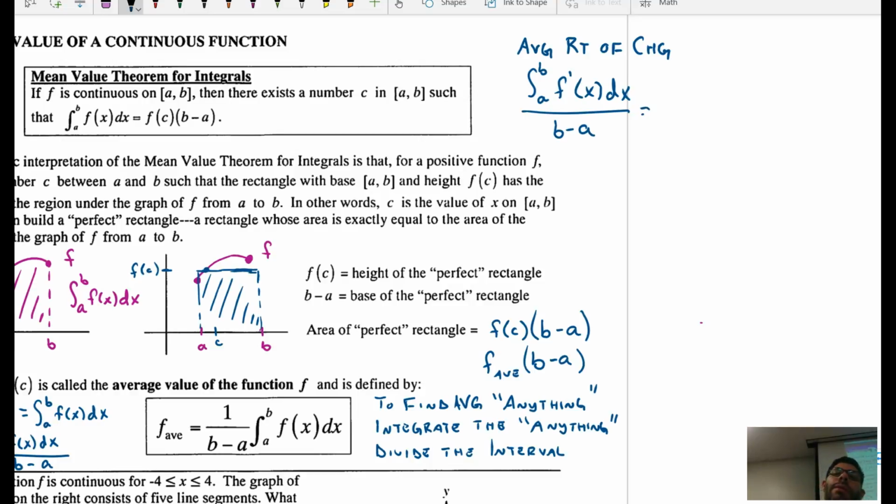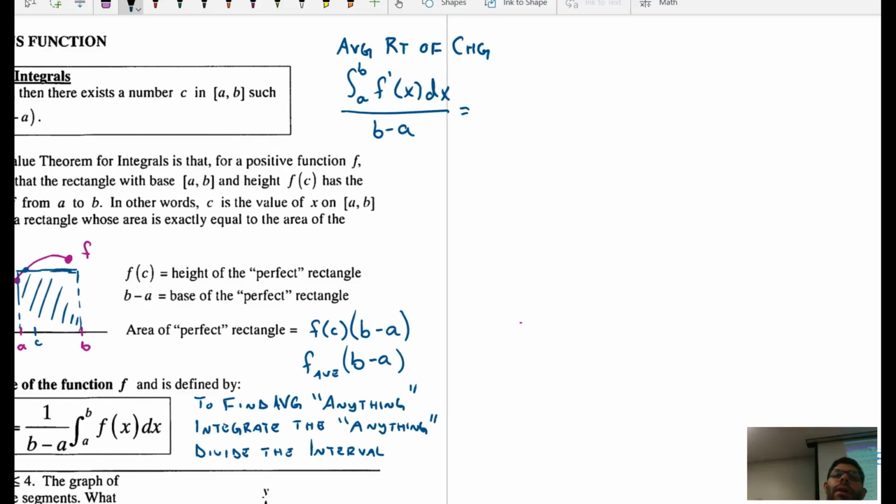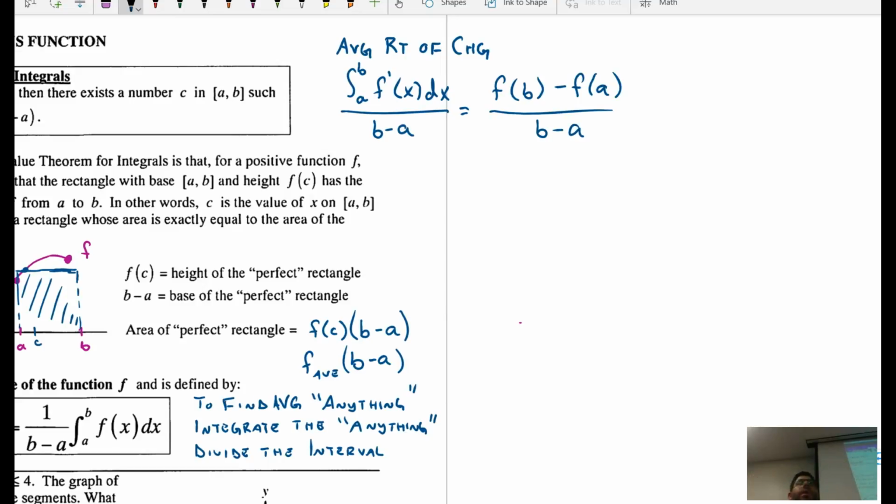And what am I going to get when I integrate f prime? f, and then I would plug in the upper limit, and I would plug in the lower limit. And there's our formula from the beginning of the year. That's how we found average rate of change at the beginning of the year. We did the change in y over the change in x.